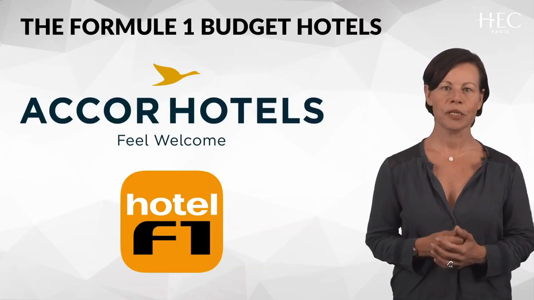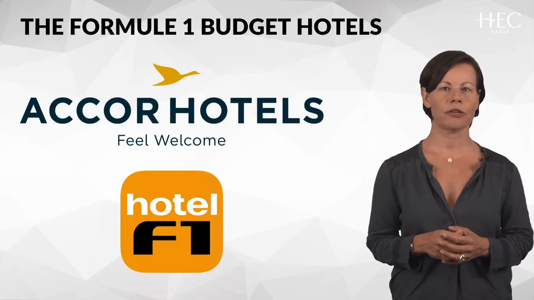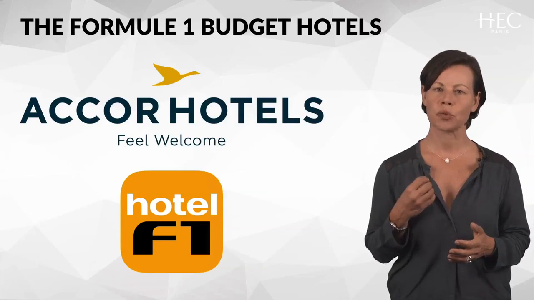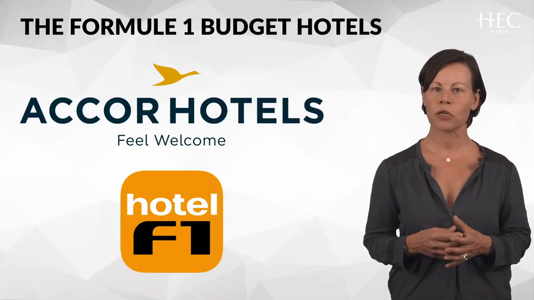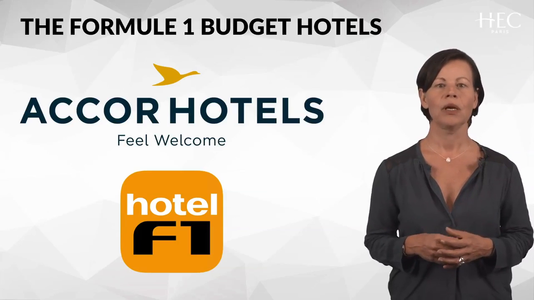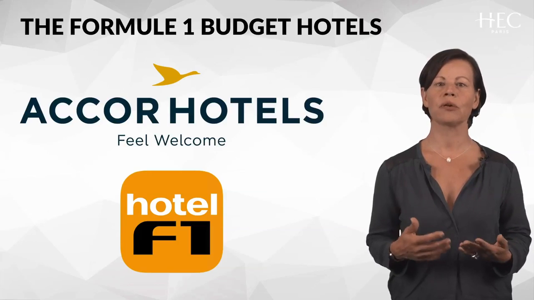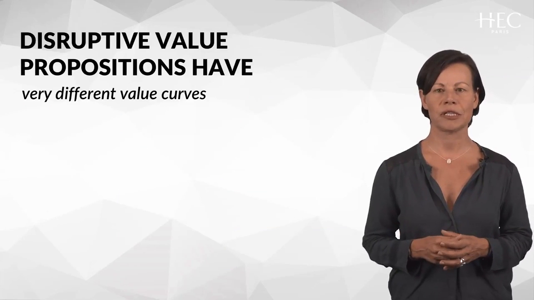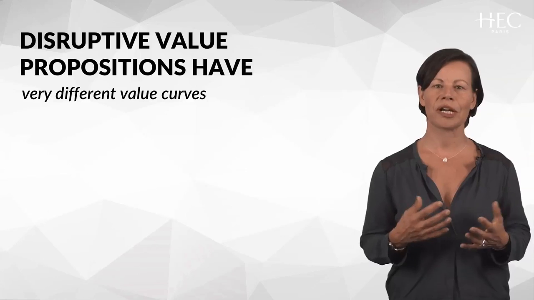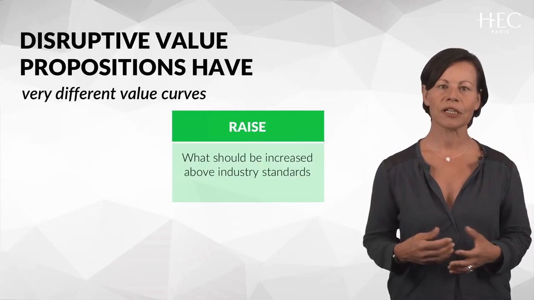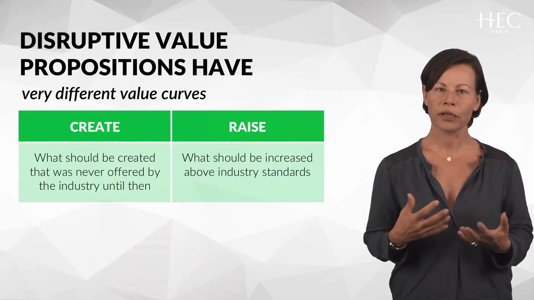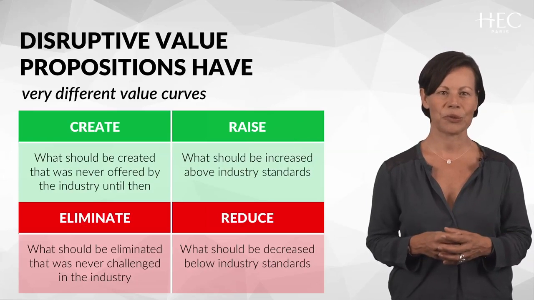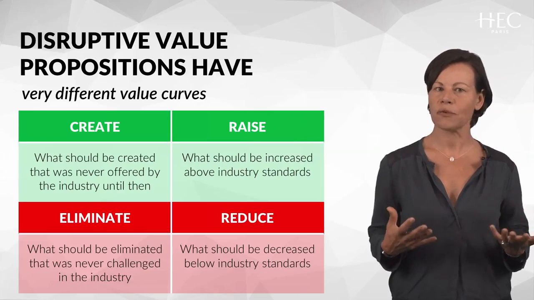Formule 1, a chain of basic hotels outside cities close to highway interchanges with automated check-in, has been an extremely successful business model and one of the most profitable activities of the international hospitality group Accor for many years. What we have observed with Formule 1 is very typical of disruptive value propositions. Their value curves are always very different from the existing value curves, and they always present similar characteristics. They raise very significantly the offer on some value attributes. They create new ones, and as well reduce or bring to zero the level of offer for some other value attributes. So we observe how they change the rules of the game.